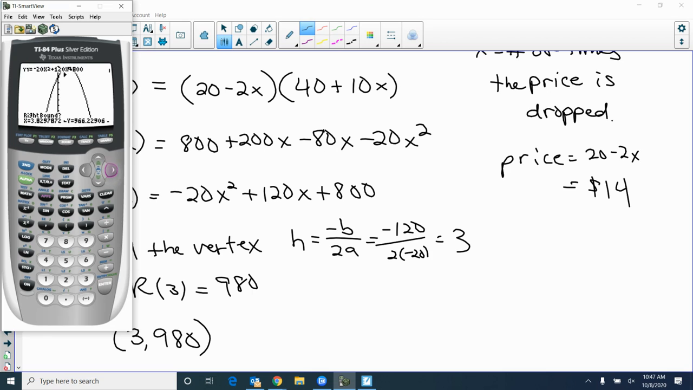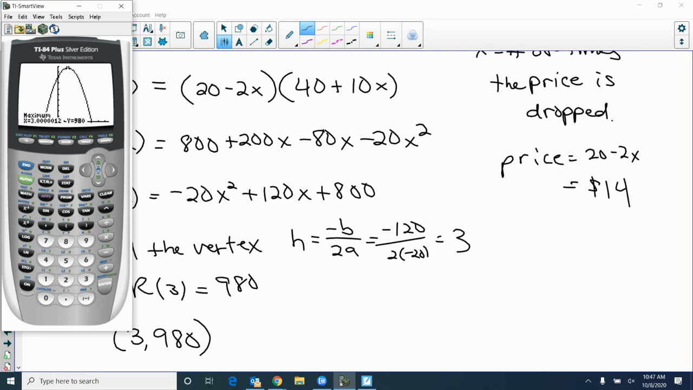And then be to the right of it. Now remember we talked about it says 3,000. Remember, it's just 3. And our Y value is 980. So that is the most money she can generate under these circumstances, to drop her price to $14. She'll get 70 students. She'll make 980. Now, it may or may not be worth having 30 extra students for the extra dollar. Who knows? But that's the case.